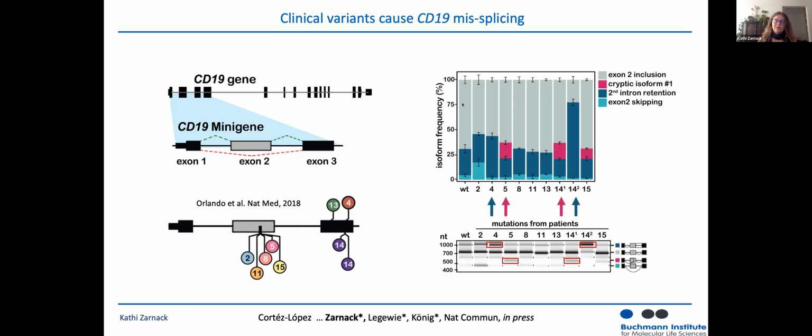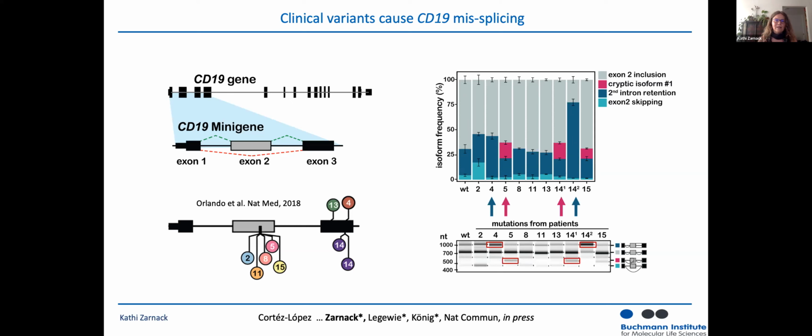And then we tested the effects of all of these mutations on alternative splicing in our mini gene. And as you can see here, this is the splicing of the wild type mini gene, and you have several isoforms that are being made, most of them here at the top, the normal exon 2 inclusion, but then also intron retention and a little bit of exon skipping. And then we find several patient mutations that actually lead to a drastic change in this splicing. So for example, you have a mutation here that leads to very strong intron retention in our CD19 gene, or also you have cryptic isoforms arising here. And so this gave us the idea that there can indeed be patient mutations that change the CD19 alternative splicing and thereby contribute to the CAR-19 therapy resistance.